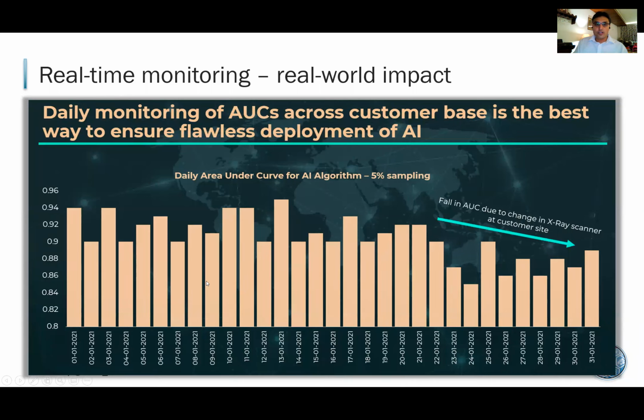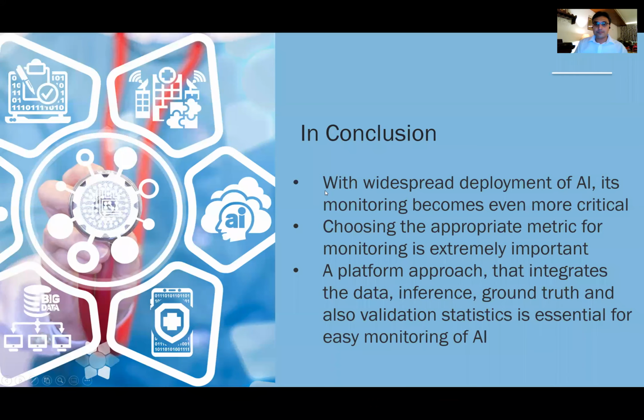This is a real world example of work that we've done where we noticed that over long-term monitoring of AI, and this is the daily area under curve reported for an algorithm, we noticed that after 3 weeks of running, the AUC started falling. And once we dug deeper, we realized that that was because an X-ray scanner was changed at a particular customer site, which impacted the overall AUC of the algorithm. So such is the importance of real-world monitoring of AI.